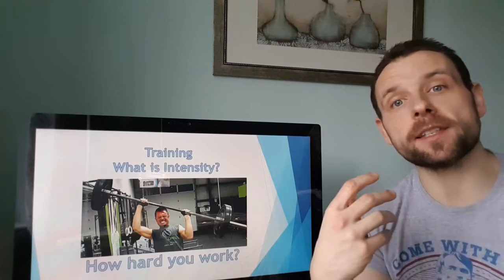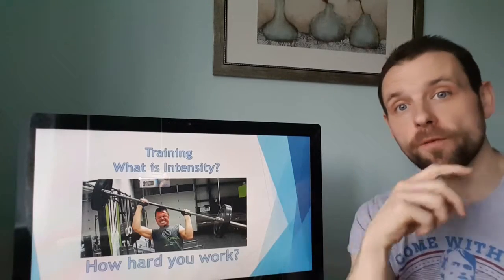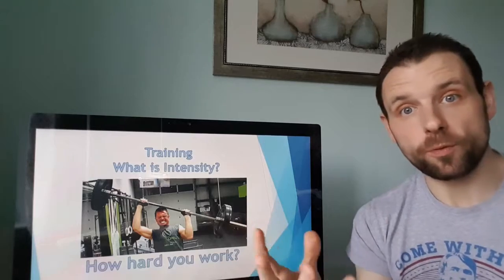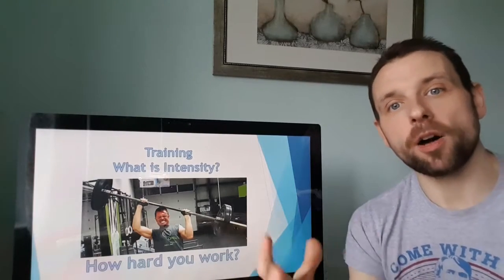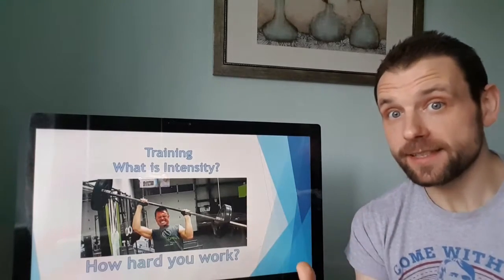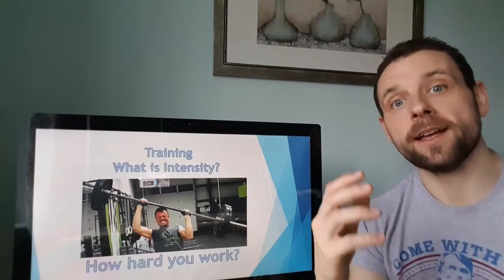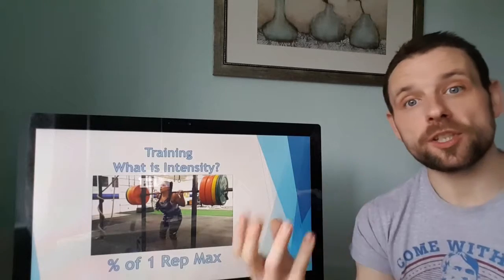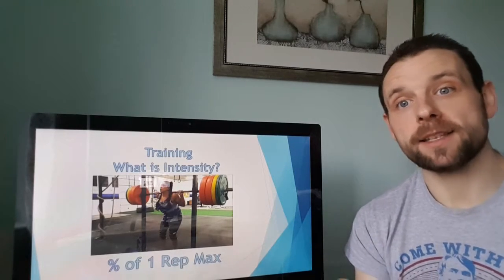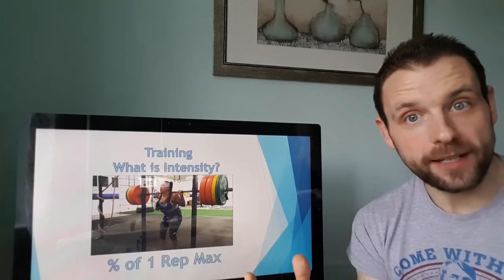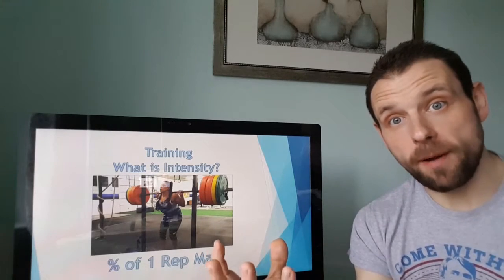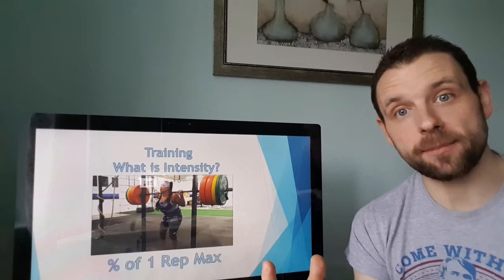We're looking at intensity in terms of load, but what most of you might understand intensity as is how hard you work. Though that is a level of intensity, it's not the level of intensity we look at in the strength and conditioning field. We look at it in sports science terminology, which is the percentage of your 1 rep max. The closer your work set is to your 1 rep max, the more intense that training is going to be. So that is how we look at intensity.